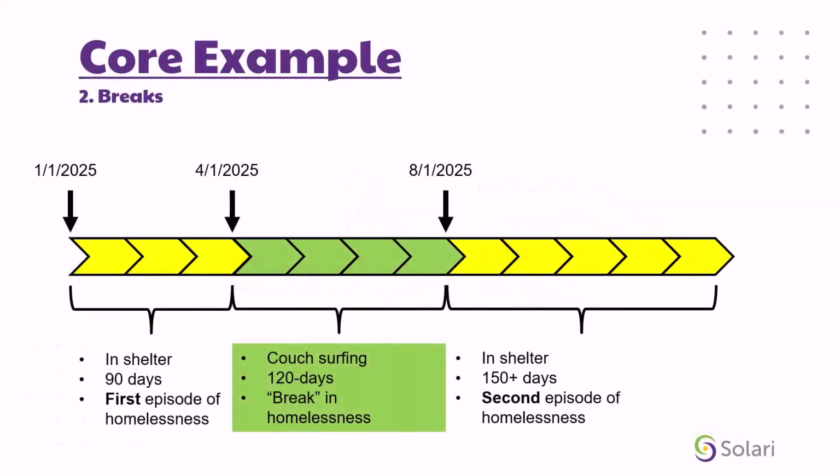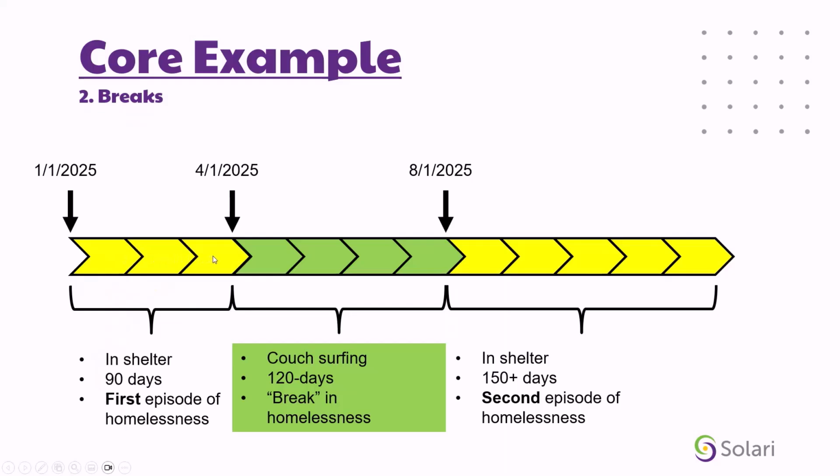Each little arrow represents 1 month, so there's a total of 12 months represented in this timeline here. At the very right, we have the start of the client's history of 1/1/2025, and the yellow represents time spent in shelter or literal homelessness. In this case, we're considering the client to be staying in shelter for about 90 days, and this would be the first episode of the client's homelessness.